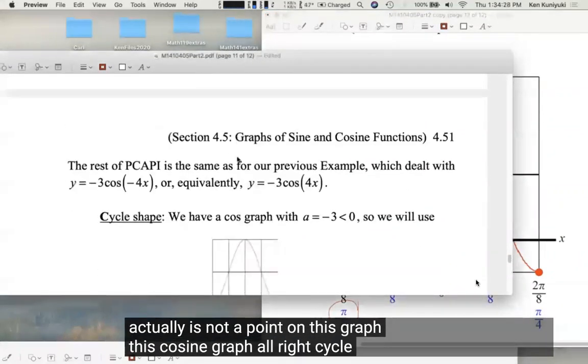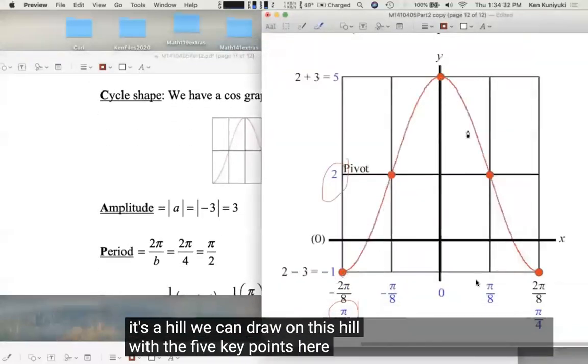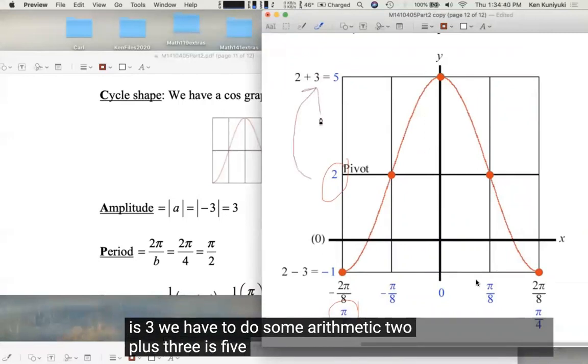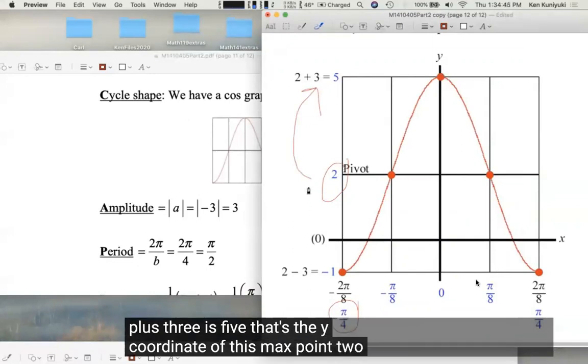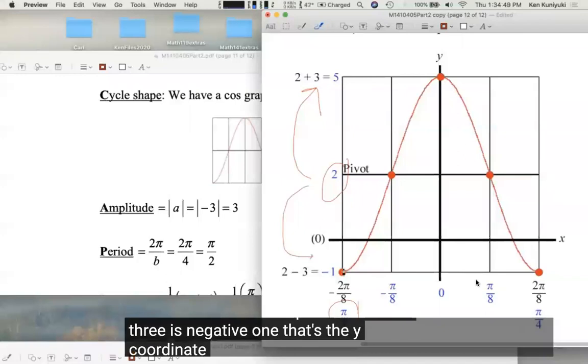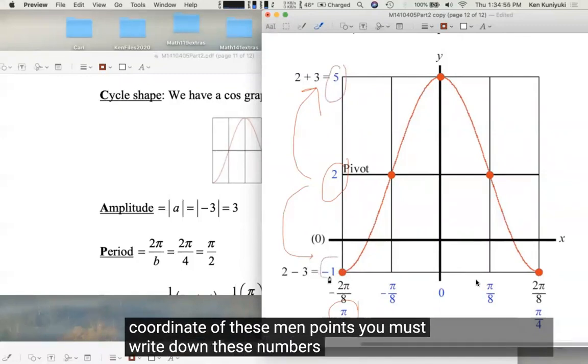All right. Cycle shape, it's a hill. We can draw on this hill with the 5 key points here. Amplitude is 3. We have to do some arithmetic. 2 plus 3 is 5. That's the y coordinate of this max point. 2 minus 3 is negative 1. That's the y coordinate of these min points. You must write down these numbers.